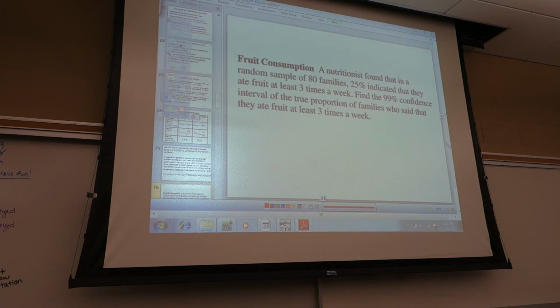Check with your neighbors. All right. Is this a mean or proportion? Proportion. How do you know? Percentage. It is a percentage and it says proportion. Good. Is it going to be a Z table or T table? Z table. Z, easy peasy. Proportion, Z table. Is it going to be a hypothesis test or confidence interval? How do you know that? It literally says find the confidence interval. Does that make sense? Great.